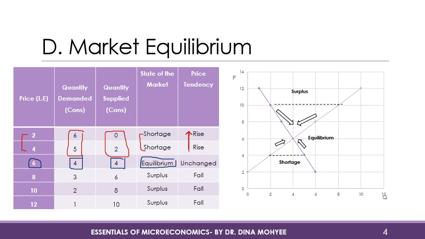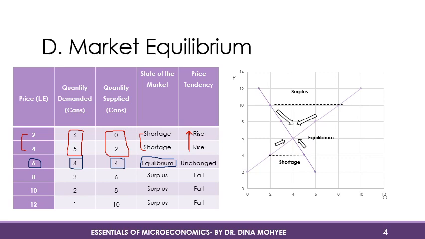As the price rises from 2 to 4, the quantity demanded will decline and the quantity supplied will increase, and this process continues until we reach equilibrium at the price of 6. We can find here that the consumers are willing to buy 4 cans of cola at the price of 6, and also the producers are willing to provide those 4 units at this price.